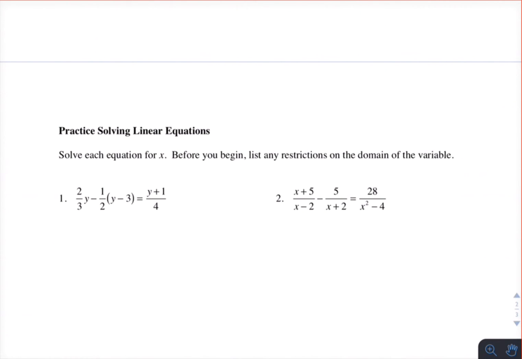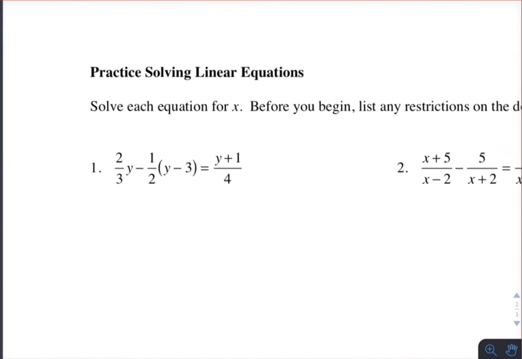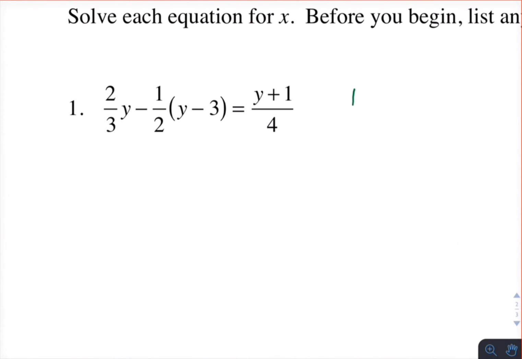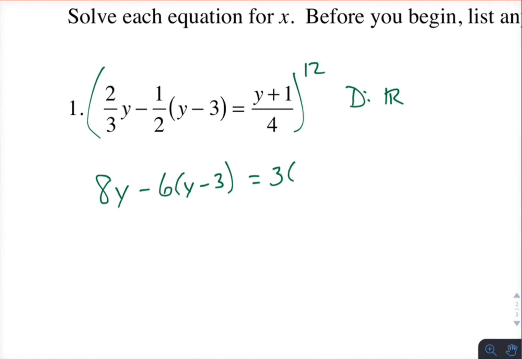And now we have a few examples that we're just going to solve and talk about some techniques. So we want to solve each one, but before we do, we want to make sure that we list any restrictions on the domain. So in this particular one, the domain is all real numbers. There are no restrictions. And since we're dealing with fractions, we're going to multiply through by an LCD and get rid of all the fractions. So the LCD is 12. So I'm going to take the whole equation, multiply by 12. And so that gives me 8y minus 6 times y minus 3 equals 3 times y plus 1.